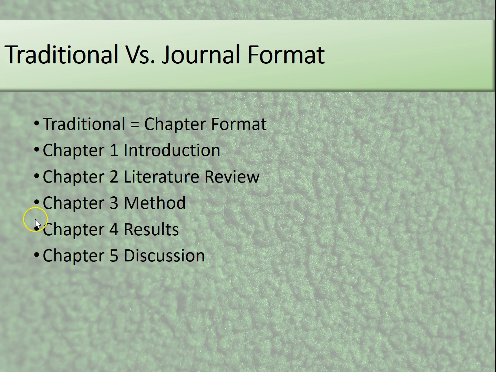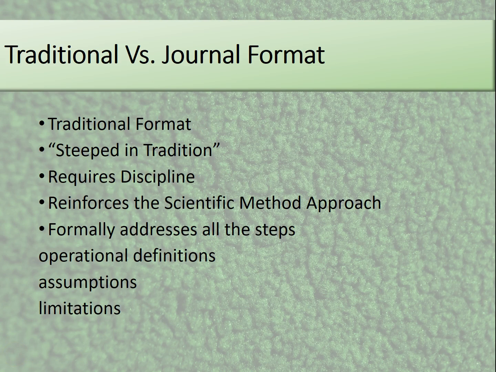We will cover the traditional format for thesis and dissertation, as compared to journal format. Generally, the traditional format is the chapter format. Chapter 1 Introduction. Chapter 2 Literature Review. Chapter 3 Method. Chapter 4 Results. Chapter 5 Discussion. Conventional theses and dissertations typically contain 4 or 5 chapters.